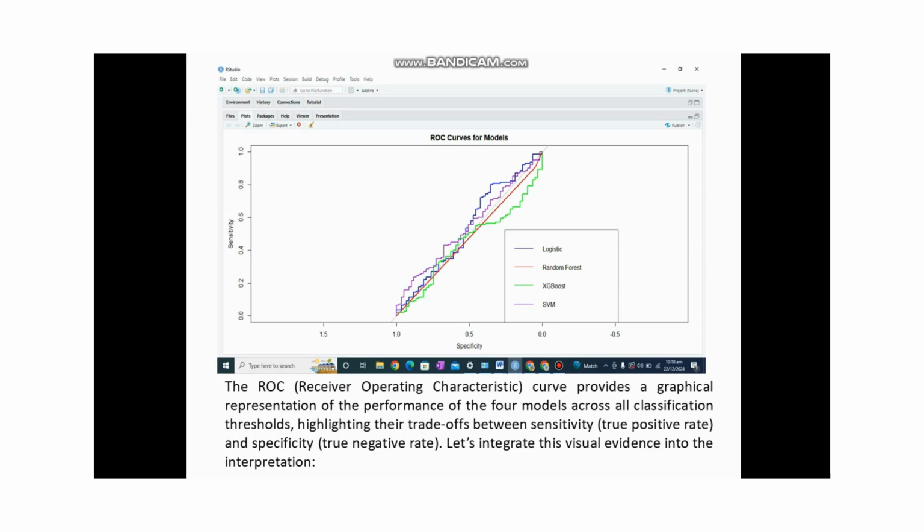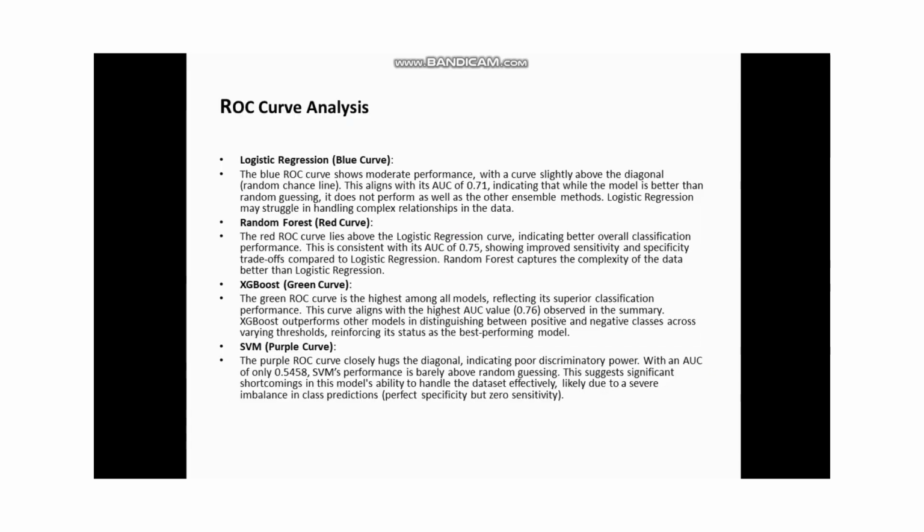The blue lines are for logistic regression, so you can see the colors of the lines for the various models. The blue ROC curve shows moderate performance with a curve slightly above the diagonal. This aligns with the AUC of 0.71, indicating that while the model is better than random guessing, it does not perform as well as the other ensemble methods. Logistic regression may struggle in handling complex relationships in the data.